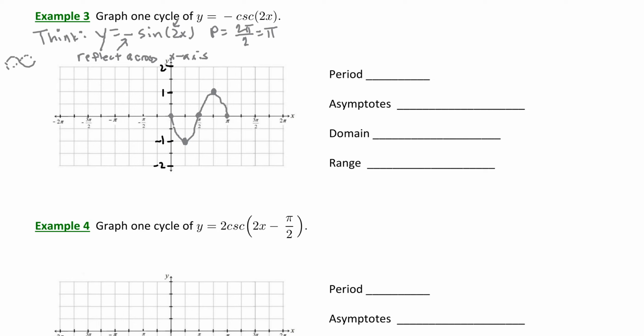Now, the period of this cosecant function is going to be the same as the period we just discovered, 2 pi divided by the coefficient of the argument, or pi units.